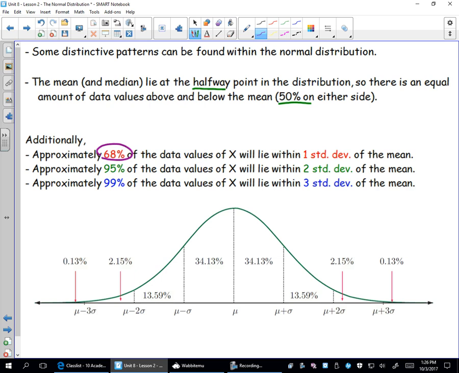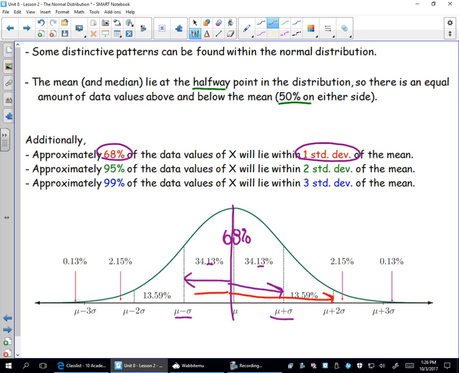But it turns out that 68% of the data is always within one standard deviation. So in other words, if I take my mean and I go one standard deviation above it, so I add one, and one standard deviation below it, so I subtract one, I end up with approximately 68%. Technically, if you add these together, it's 68.26, but we'll use the idea of 68. If you go to 2 standard deviations of the mean, all the way over to here and all the way down below, you end up with 95% of your data.